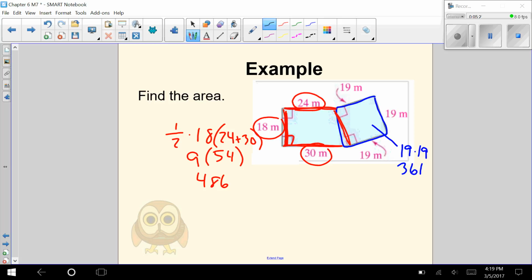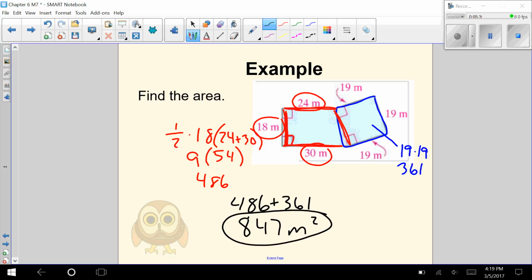Now our grand total area, we have to add those two pieces together. 486 plus 361 makes 847 square meters as our final answer.